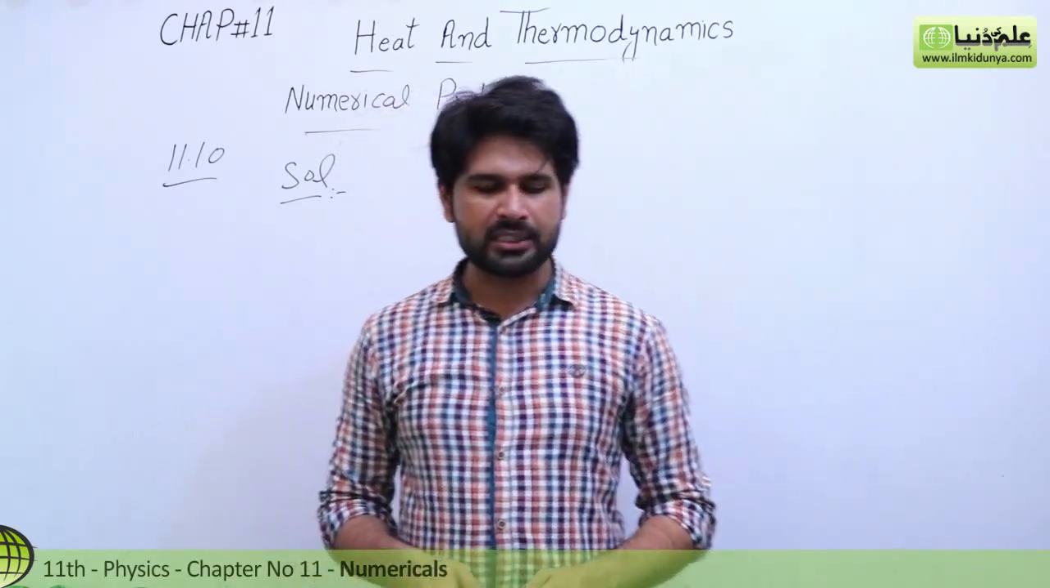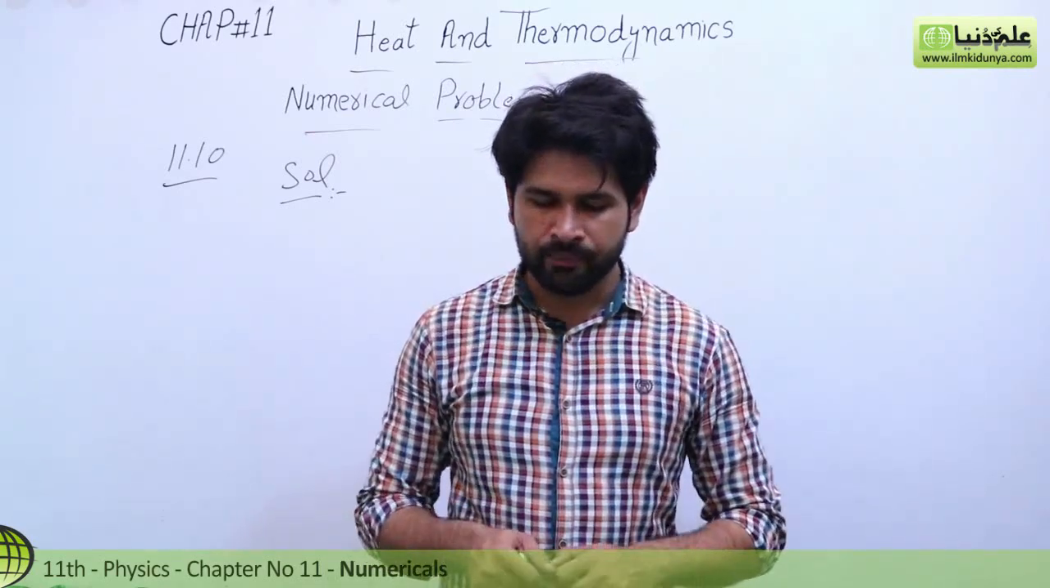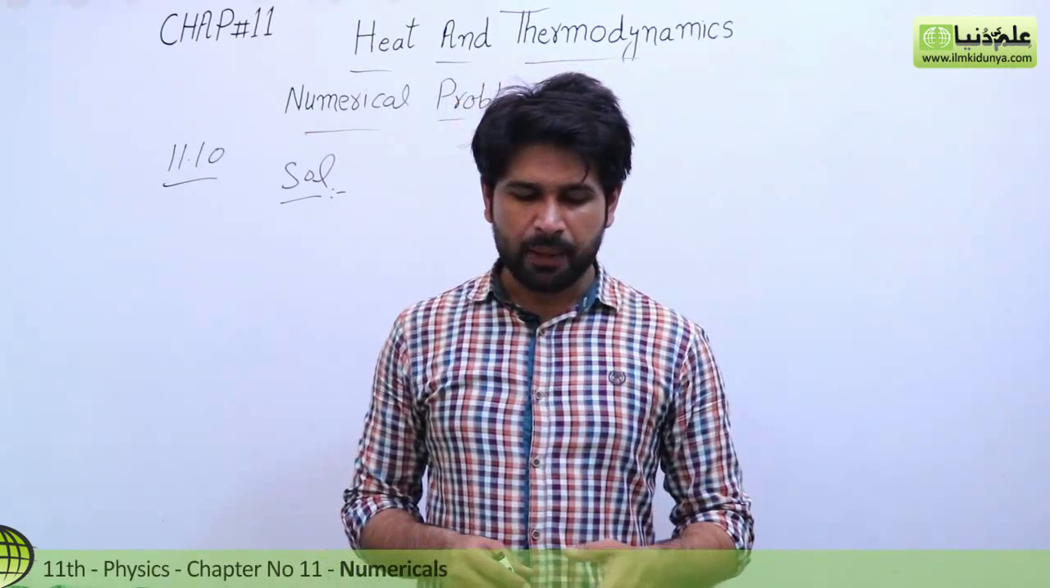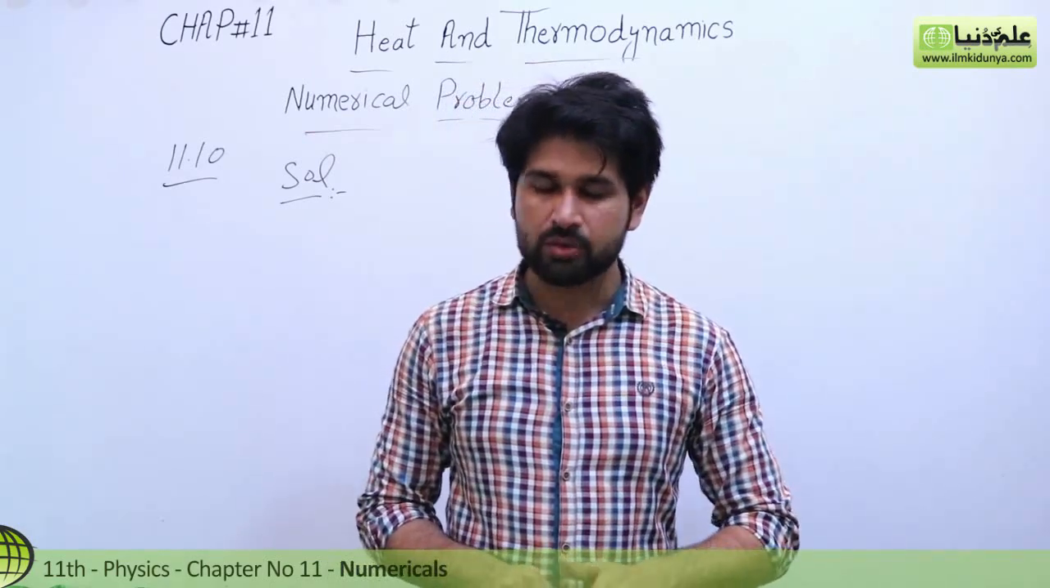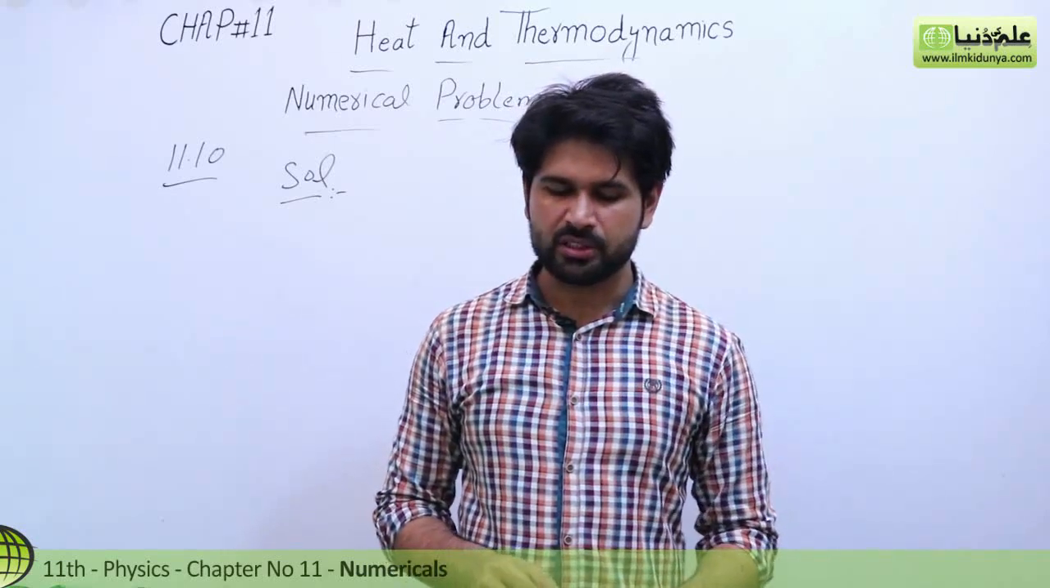I repeat, a steam engine has a boiler that operates at 450 Kelvin. The heat changes water to steam, which drives the piston. The exhaust temperature of the outside air is about 300 Kelvin. What is the maximum efficiency of this steam engine?